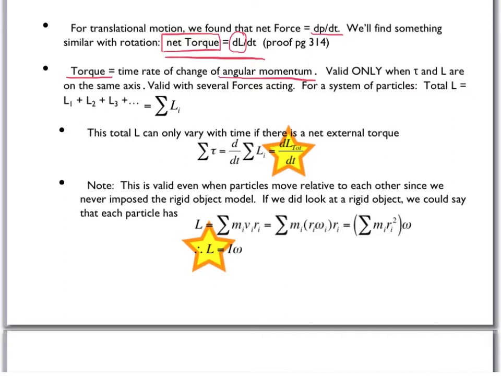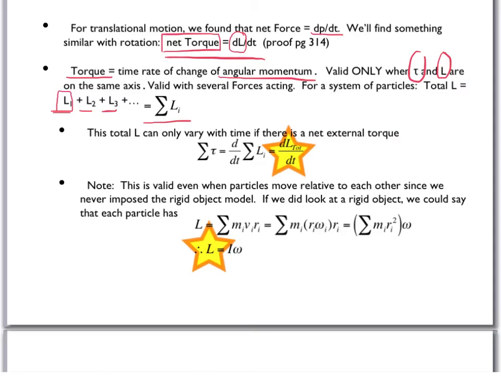Now, this idea is only valid when torque and angular momentum are on the same axis. Again, we have them along that z-axis typically. And it can be valid with several forces that may be acting. So if you had a system of particles, the total angular momentum could simply be the angular momentum of all the particles added up. So there could be several forces acting on several different particles. Simply find the L value for each individual piece, add it all up, and you will have a total angular momentum.